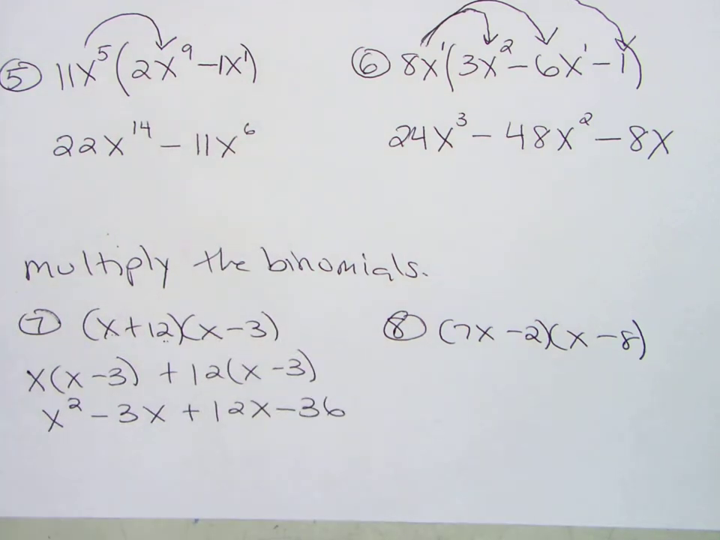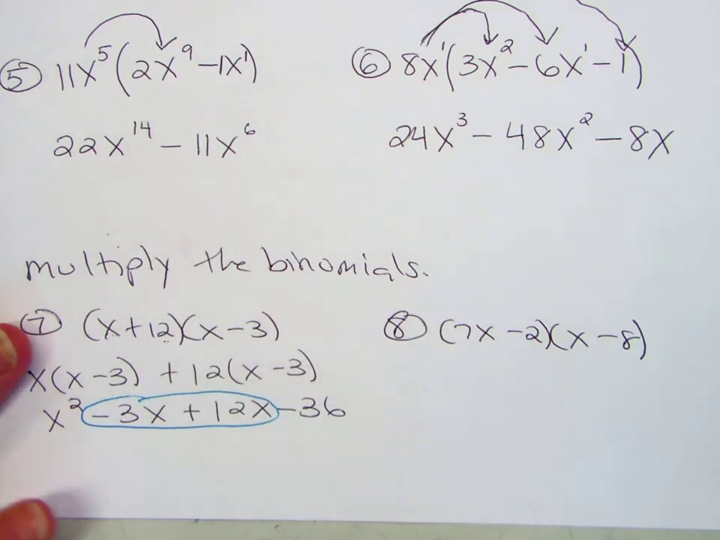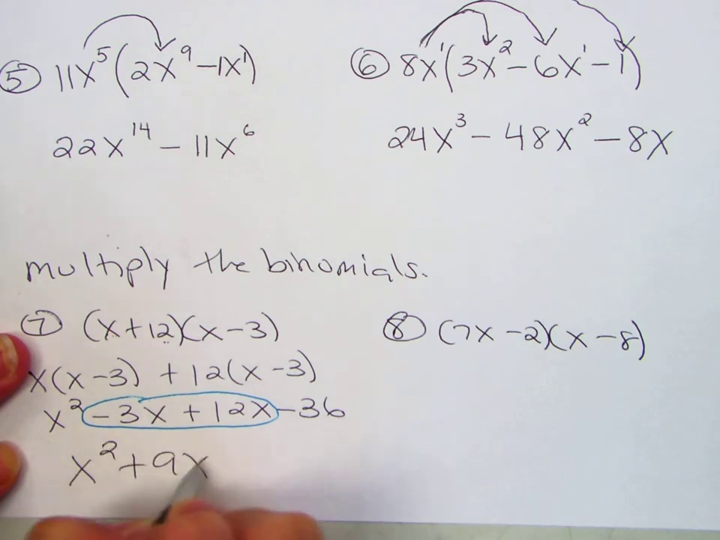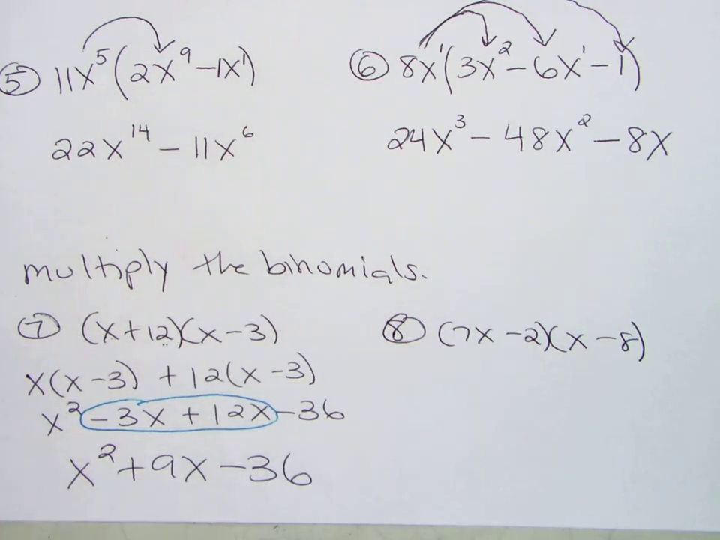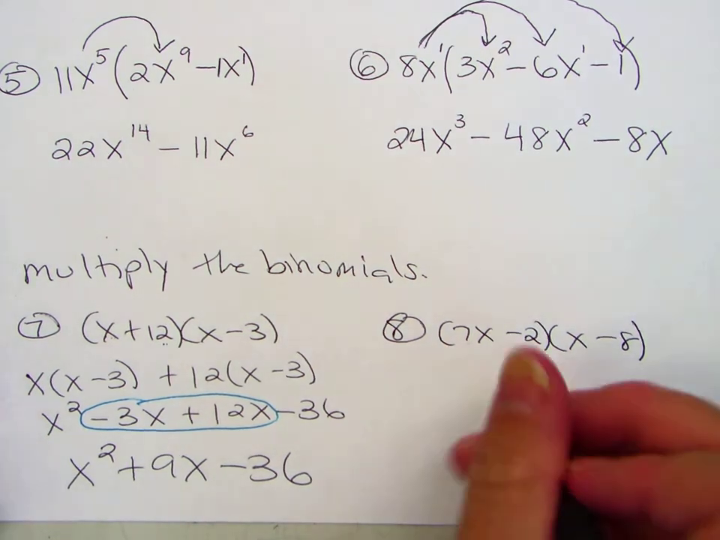The middle two terms always go together. Negative 3 and 12. Negative 3 and 12 gives you 9x. So it's x squared plus 9x minus 36. Okay? The next one, same idea, just a little harder because we have a number in front of x.